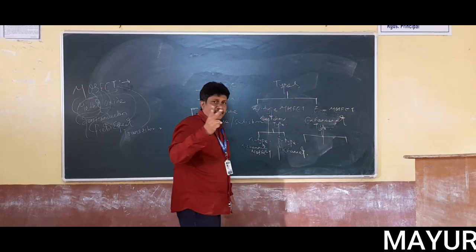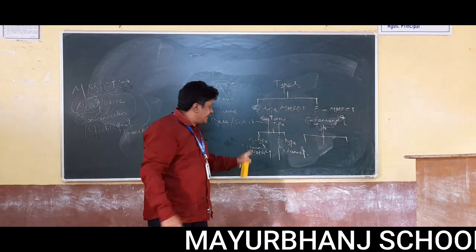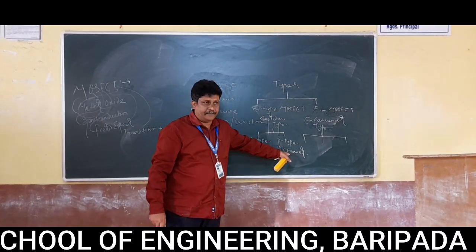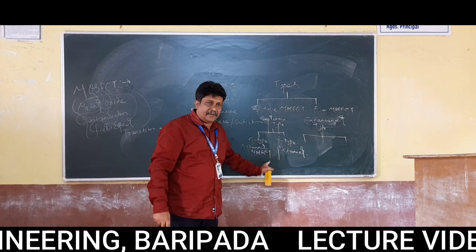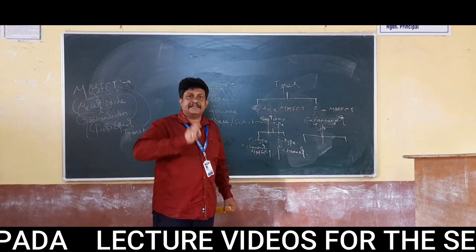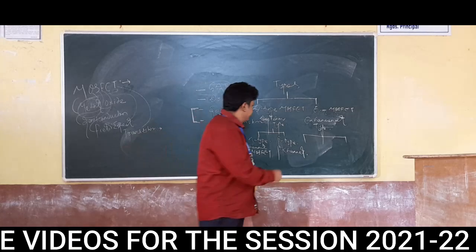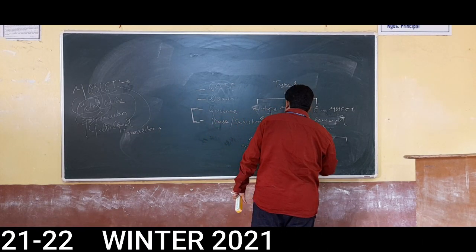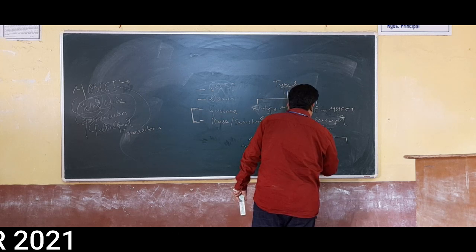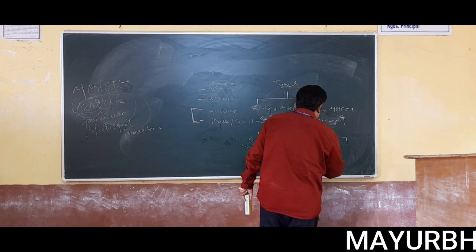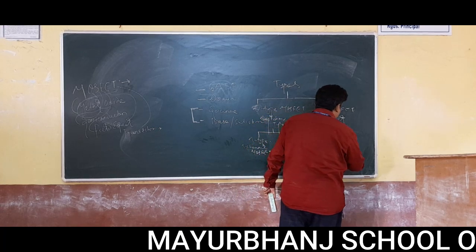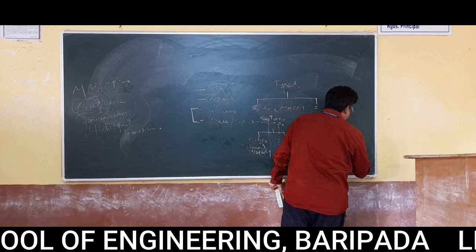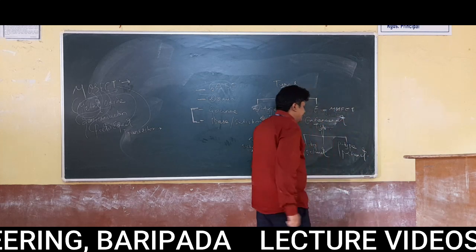Again, enhancement are also two types. They are also the same. One is N type, one is P type. N means N channel MOSFET, P means P channel MOSFET. Clear? Yes. This is also N type or N channel MOSFET. This is also P type and P channel MOSFET.